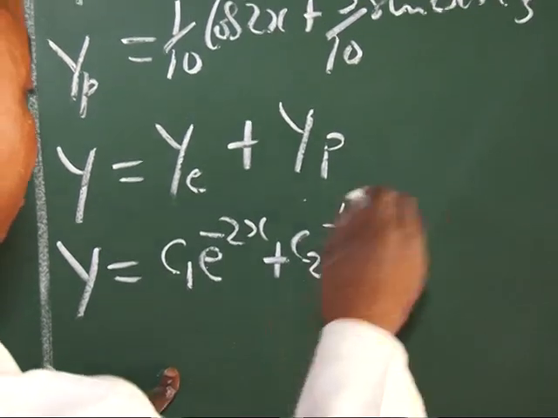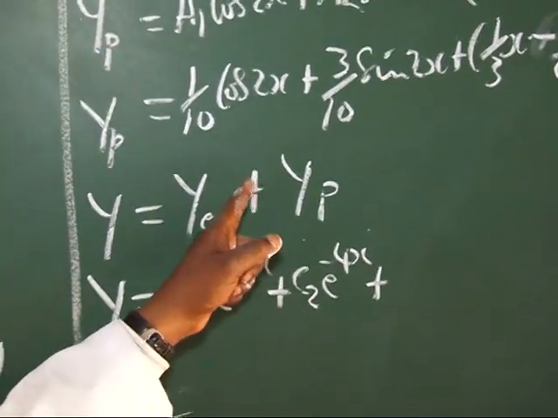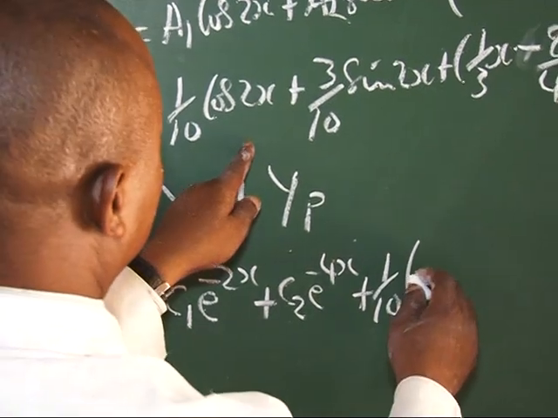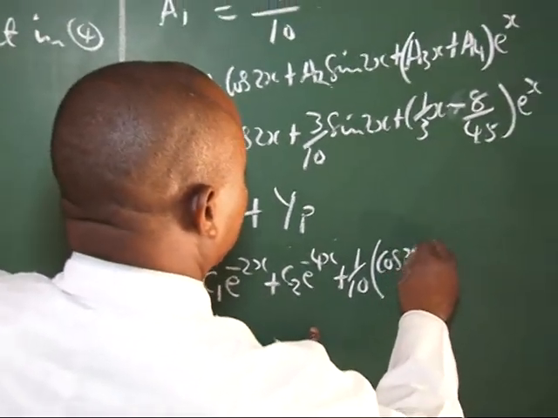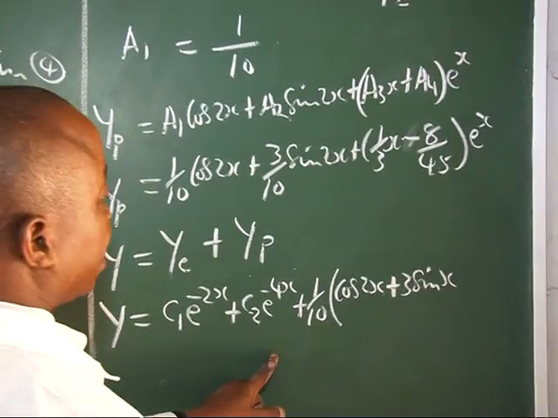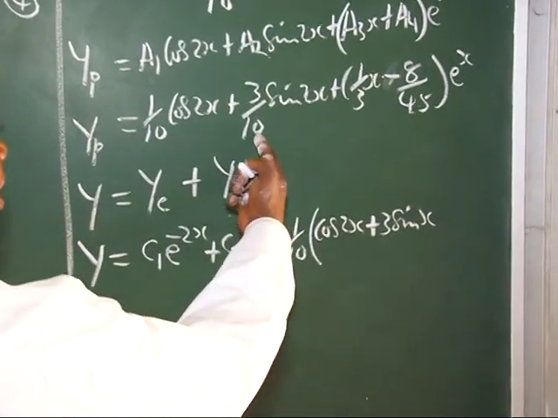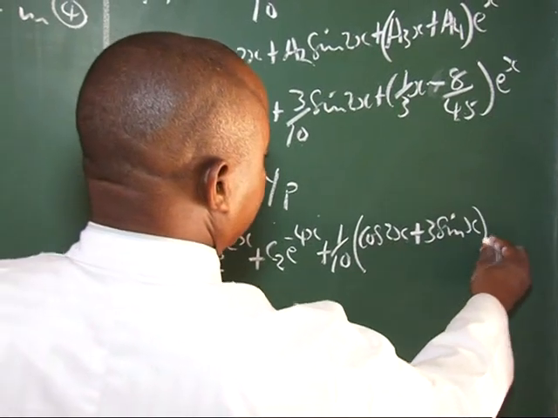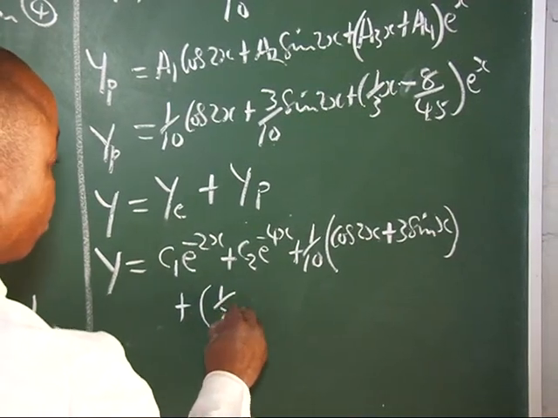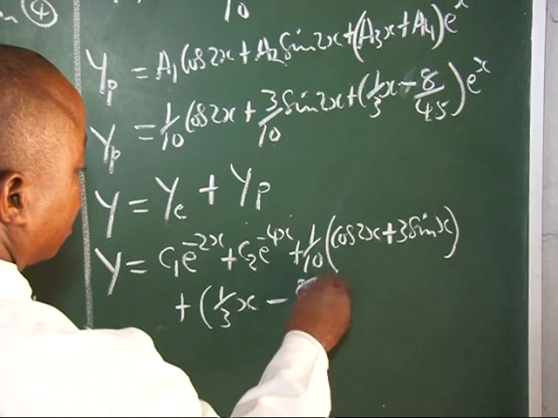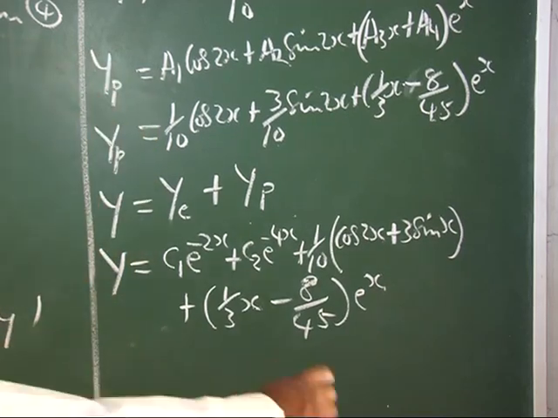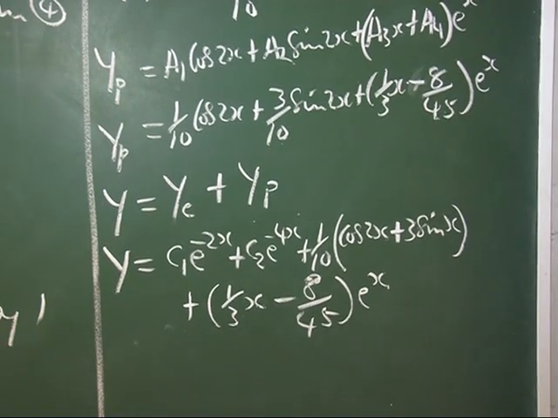exponential minus 4x plus the yp, which is 1 all over 10, by the way, because you see I can factor out this term, so I'll write cos 2x plus 3 sine 2x, okay, plus that is the other one, which is 1 over 3 x minus 8 all over 45 exponential x. So that becomes the solution to the equation.